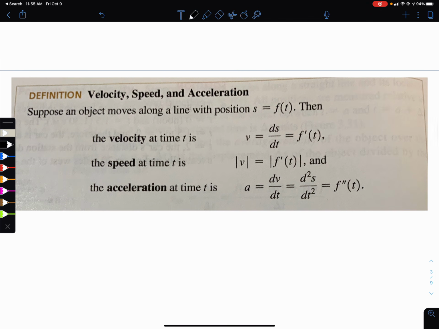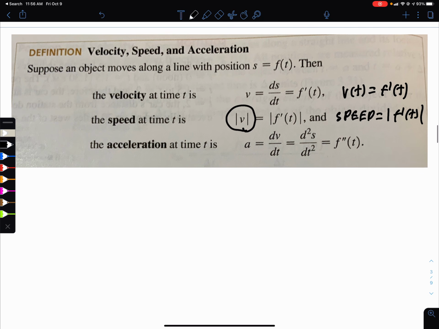So we have some formulas here. Assuming f of t is your position function, you already know this, the velocity function, I'm going to write it differently here. The velocity function is the derivative of the position function. You have to know that. So speed, I already told you this earlier, is the absolute value of velocity. So if you want speed given a position function, you take the absolute value of the derivative. Now here's the one that's important, acceleration.